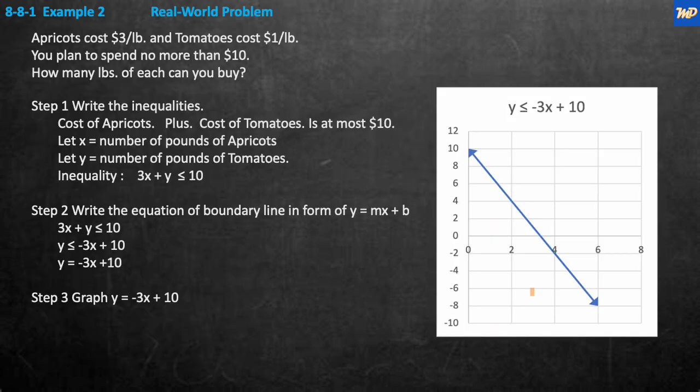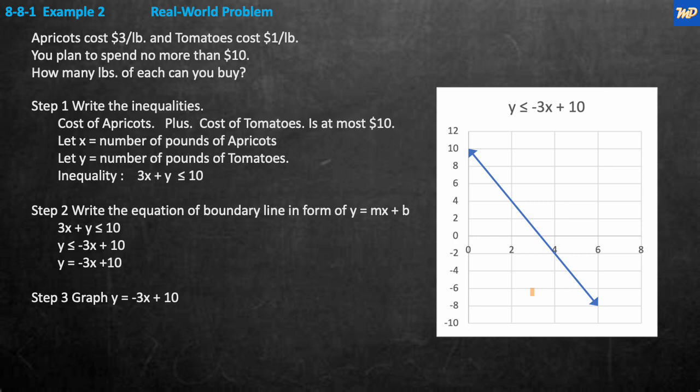Okay, let's look at example 2. It's a real-world problem. Apricots cost $3 a pound, and tomatoes cost $1 a pound. You plan to spend no more than $10. No more means that you can spend up to $10, including $10, but no more than $10. So that should trigger what kind of inequality this is. We're going to let x equal the number of pounds of apricots, and we're going to let y equal the number of pounds of tomatoes.